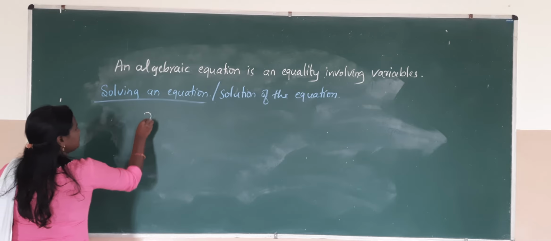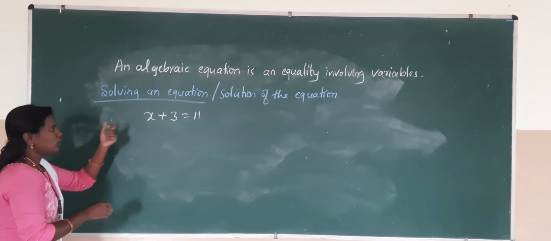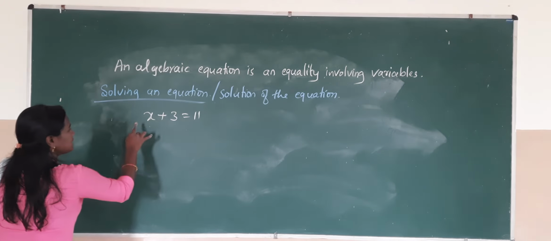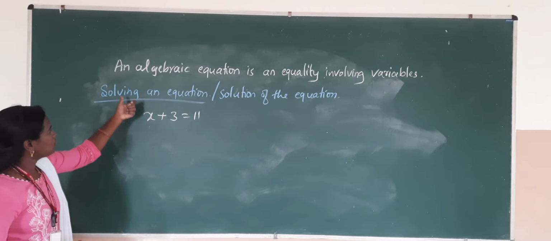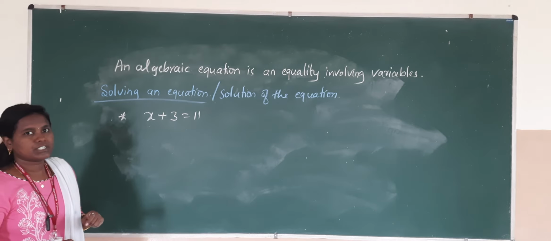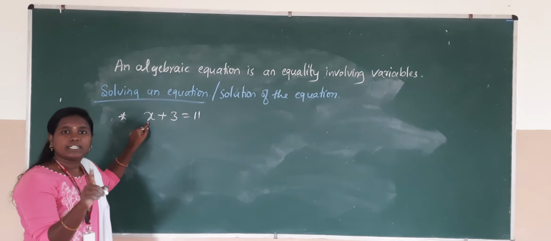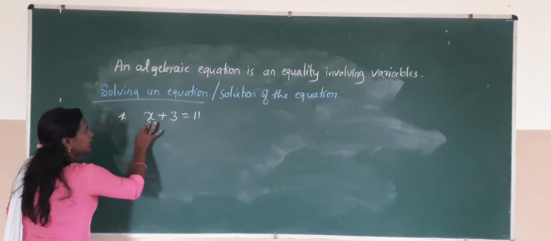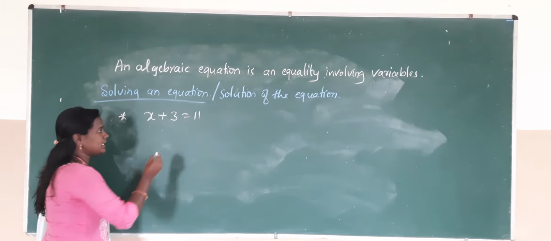We take x plus 3 is equal to 11. We will take a simple equation, then we go for the complex one. x plus 3 is equal to 11 is given. Here we have to find the solution of the equation. What is the solution of the equation? It is nothing but finding the value of the variable. Now how to solve? See, x plus 3 is equal to 11. We have to find the value of x.